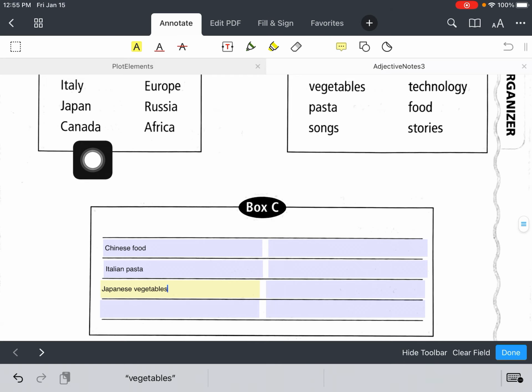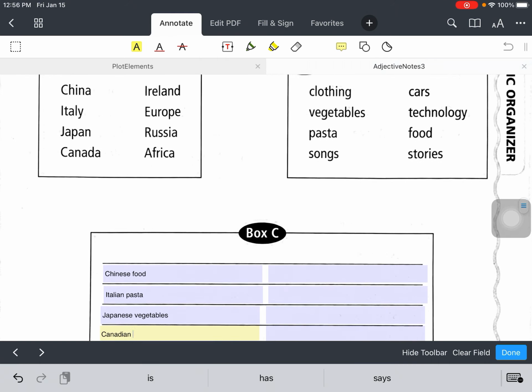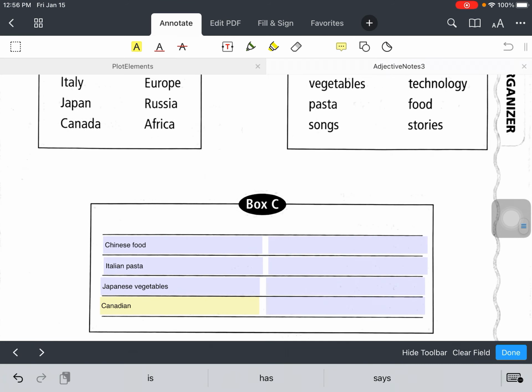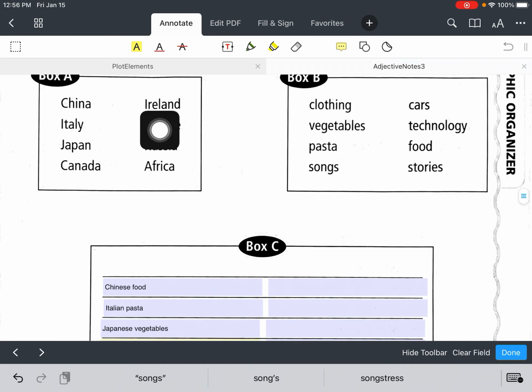The last one in this column is Canada, and Canada becomes Canadian. So Canadian, I'm gonna say songs. So Canadian describes the songs. Now the next one is Ireland. Ireland becomes Irish. So Irish stories. Irish describes the stories.